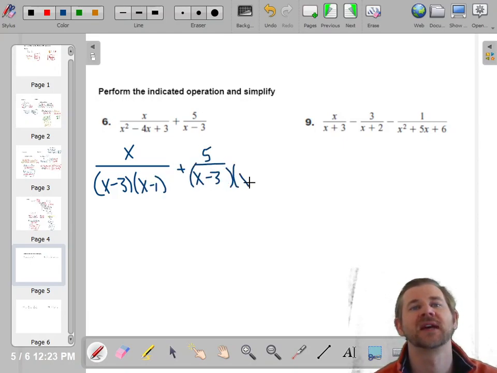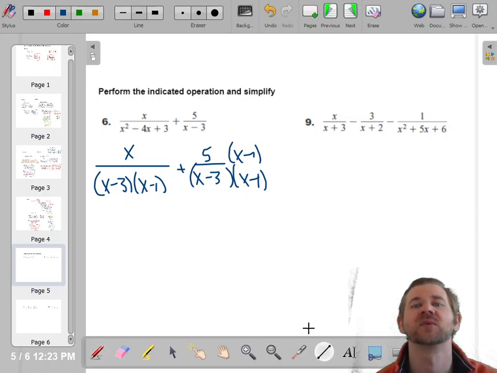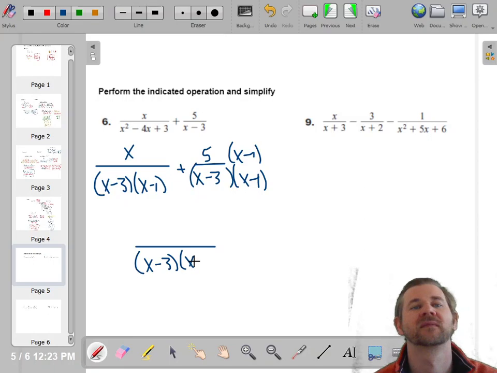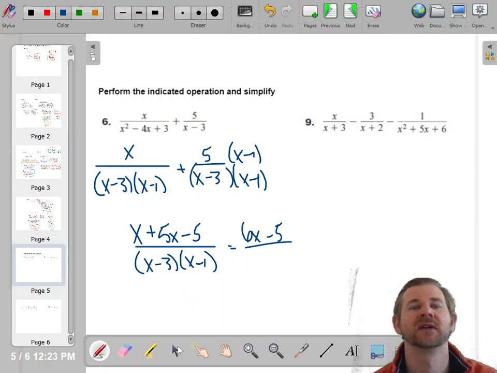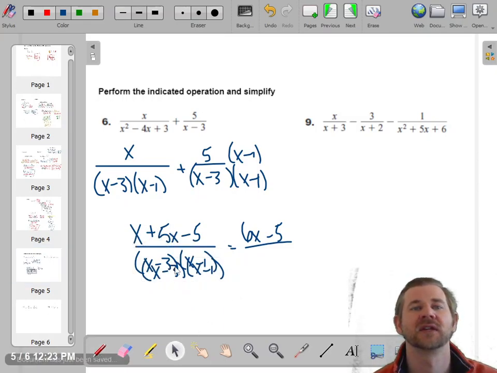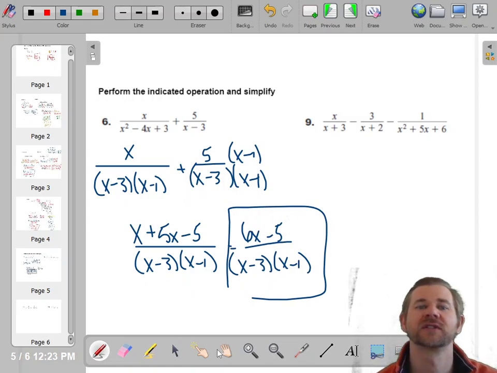So this one needs an x minus 1 in the top and the bottom. Okay, this had an x minus 3 and an x minus 1. This one needs an x minus 1 in the top and the bottom. So in the top now I got x plus 5x minus 5, which will be 6x minus 5. And the denominator still is not going to change. Okay, just leave it factored and you're done. There's no GCF, so I know I'm finished.